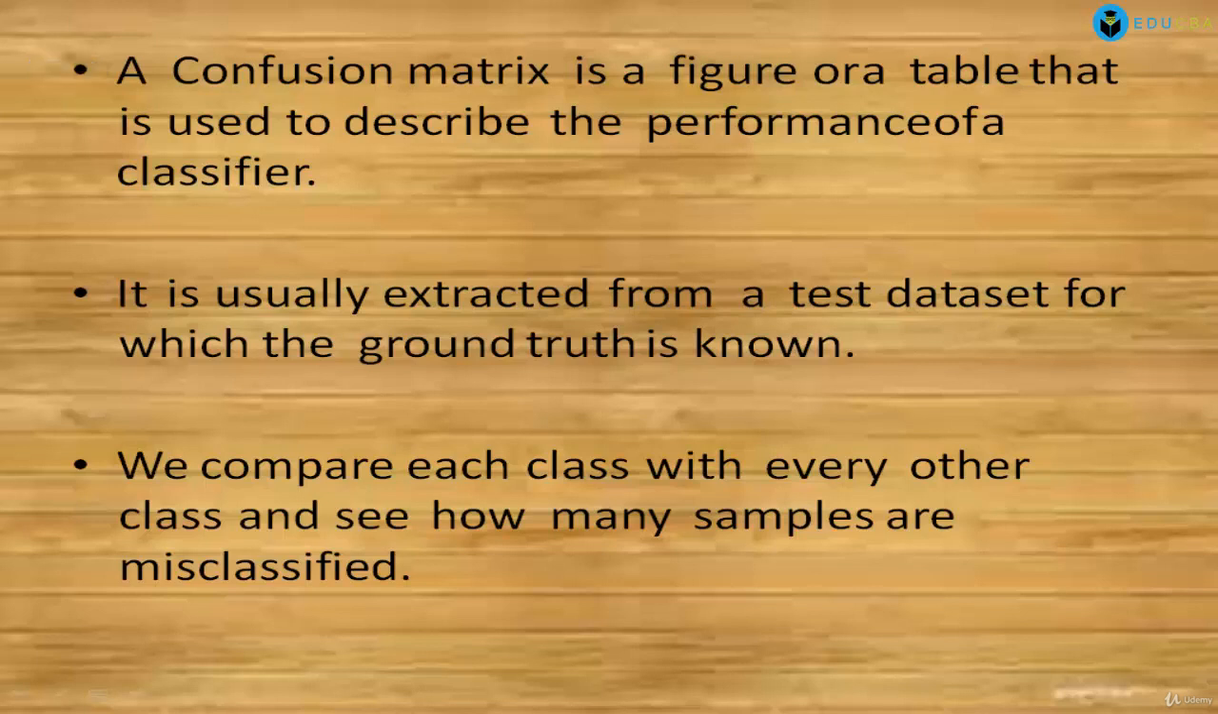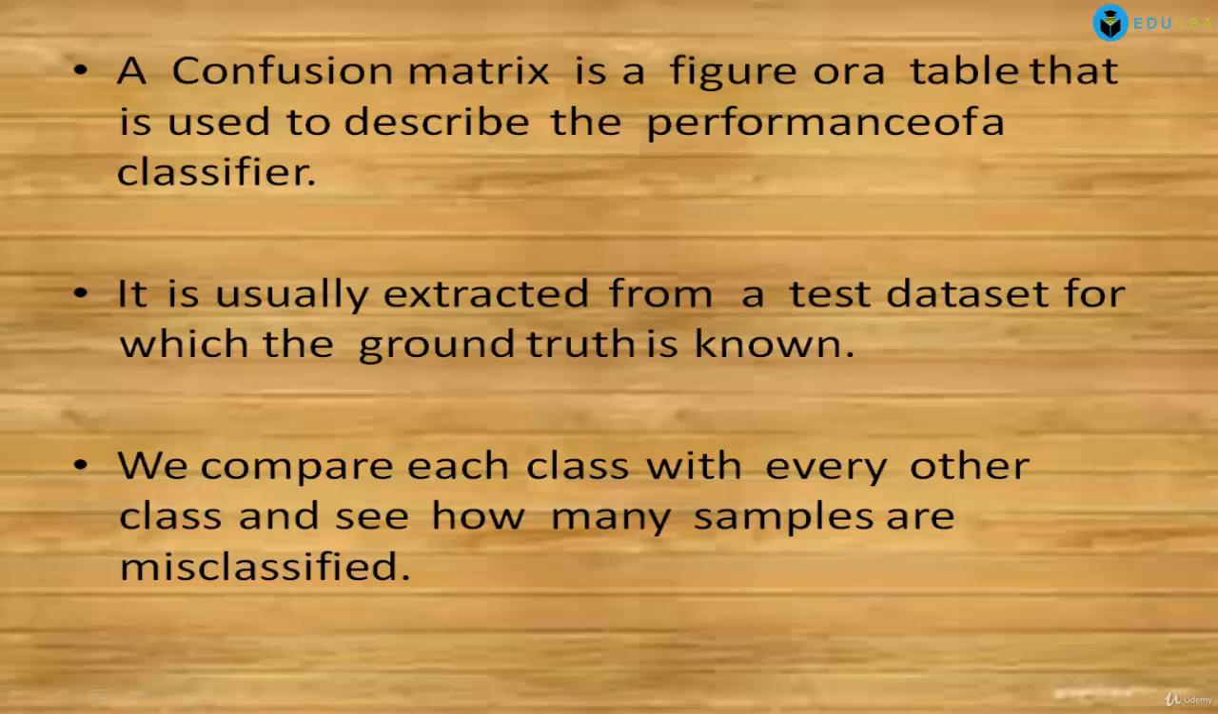In our previous tutorials we have learned about different classifiers like naive Bayes classifier and LR classifier. Now we have to find out the performance of those classifiers, and for that we are using a confusion matrix, that can be a figure or a table. It is usually extracted from a test dataset for which the ground truth is known. We compare each class with every other class and see how many samples are misclassified.